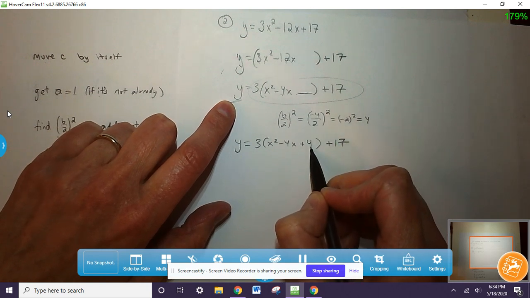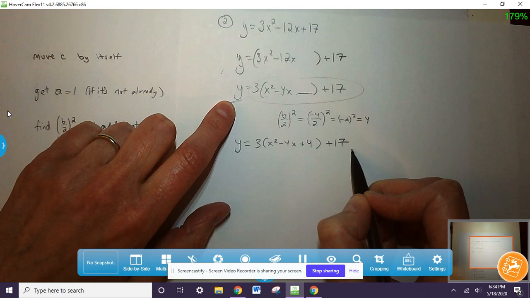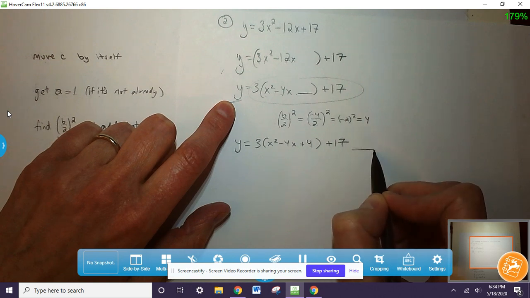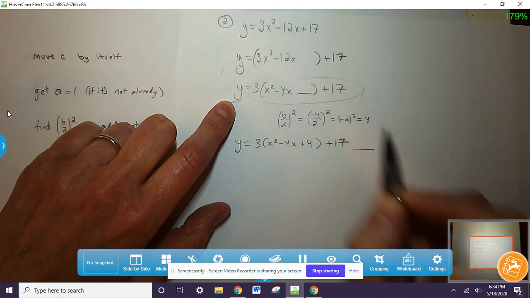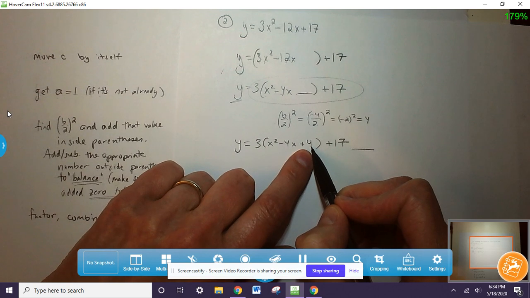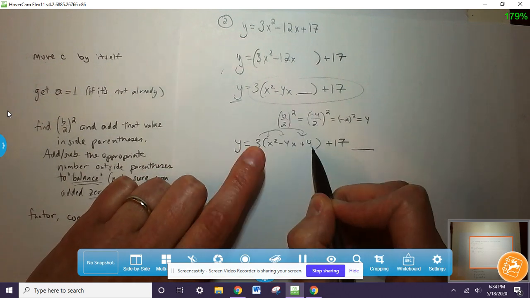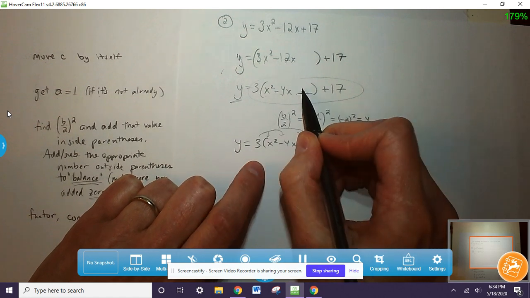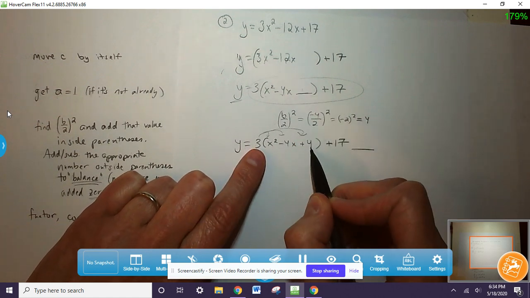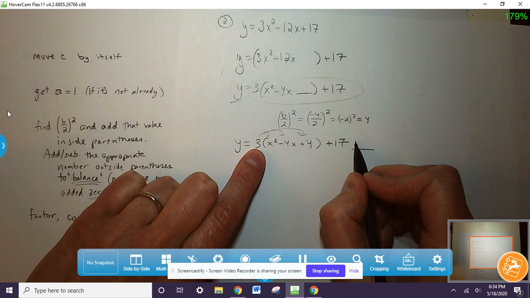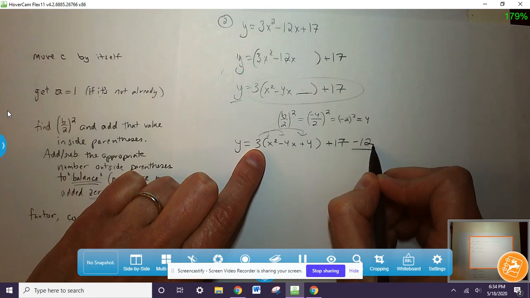So what I need to do is find out what number to put out here so that I've added 0 altogether. So here I wrote 4, but that's not really what I added. Because this 3 would have to get distributed in, I've really added 12. So by writing a plus 4 here, I've really added 12. So to balance that, I have to subtract 12.